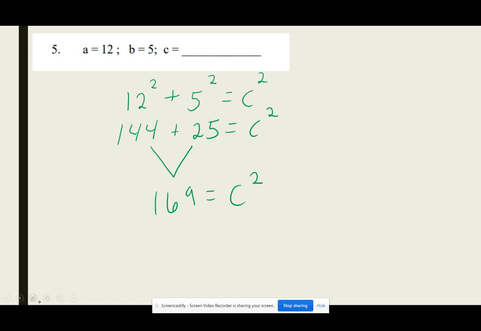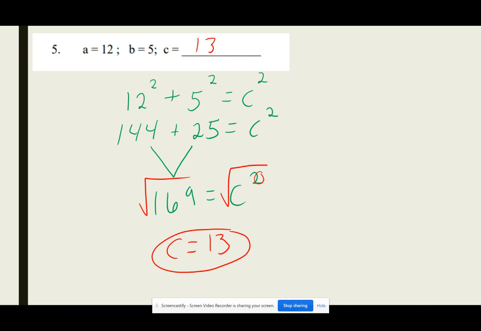And then my final step, what is it? Yep, you got it. We have to take the square root of both sides to get rid of this squared here. We don't want that to be there. So we have c equals, and this one works out perfect. The square root of 169 is 13. So c equals 13.